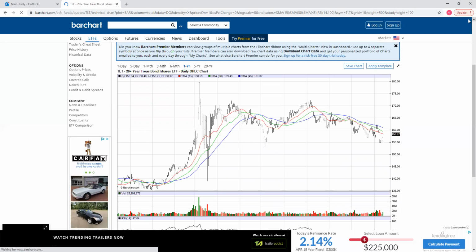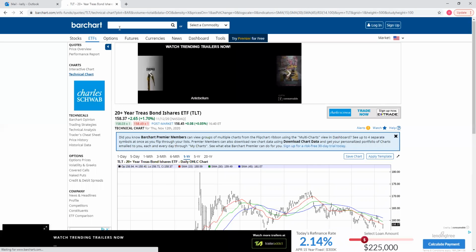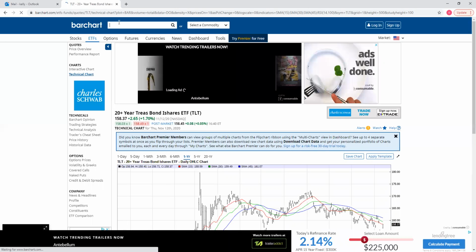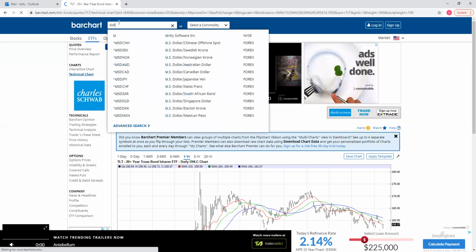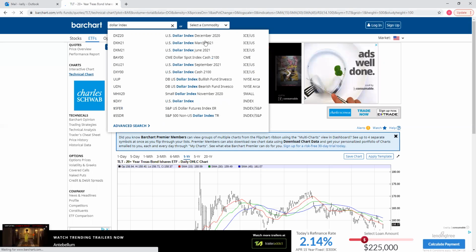Now let me show you one of the biggest things that gave us insight that the market was going to go way up, and then also why it was going to have a rough time. And I'll show you right now. This is one of the best indicators this year. And it's the US dollar.